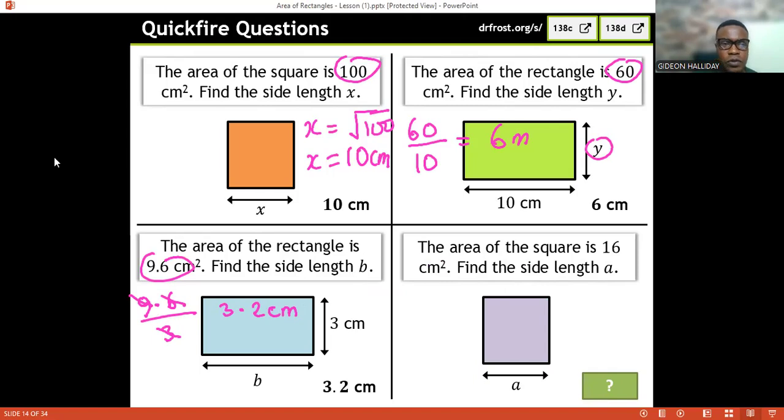For this one, it's a square, so A is the square root. What's the square root of 16? Meaning, what can you multiply by itself to give you 16? That's 4. 4 centimeters. Good job.